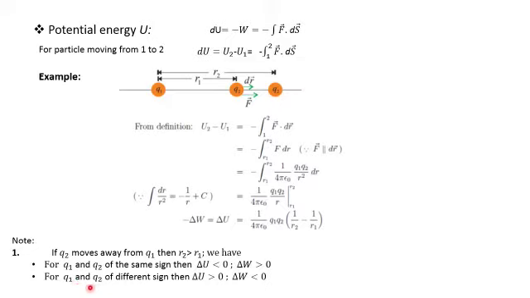But if q1 and q2 are of different sign, then delta U will be greater than 0 and delta W will be less than 0, and in this case the work is done by the electric attractive force.